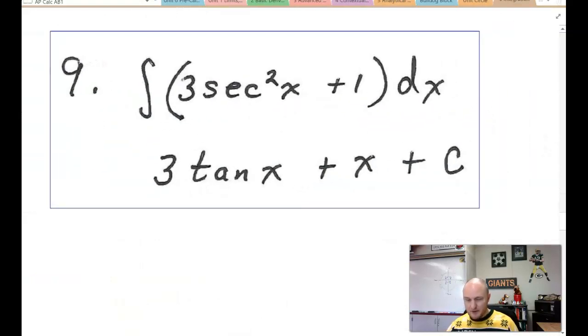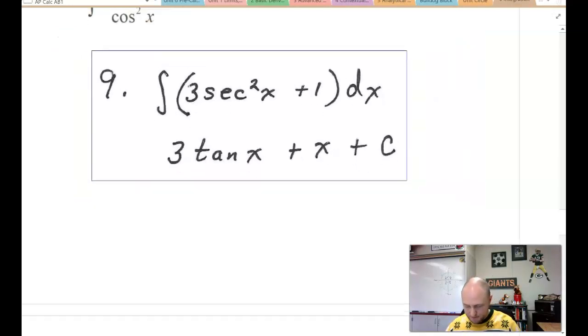Okay, so there's the rewrite, and if we integrate secant squared, that is tangent of x. So 3 tan x plus the constant c. All right.